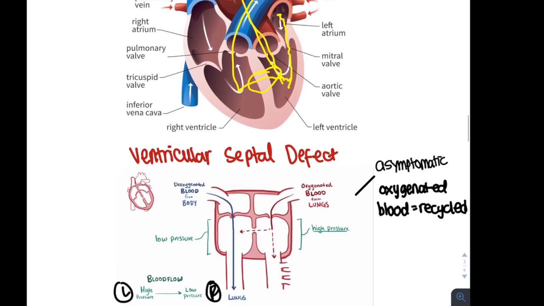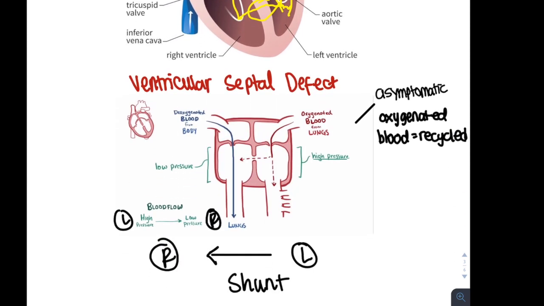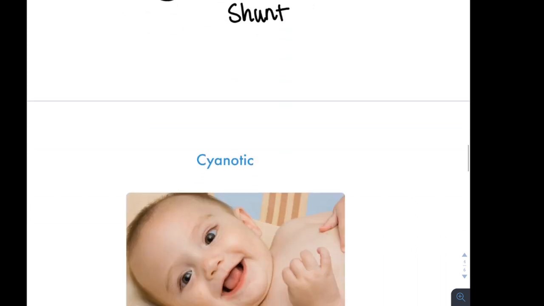Imagine it being like going around a traffic circle 20 times before you get off on the correct exit. It's just a not very efficient system. But usually it's asymptomatic because it's just oxygenated blood getting recycled, so you wouldn't have any hypoxic symptoms.